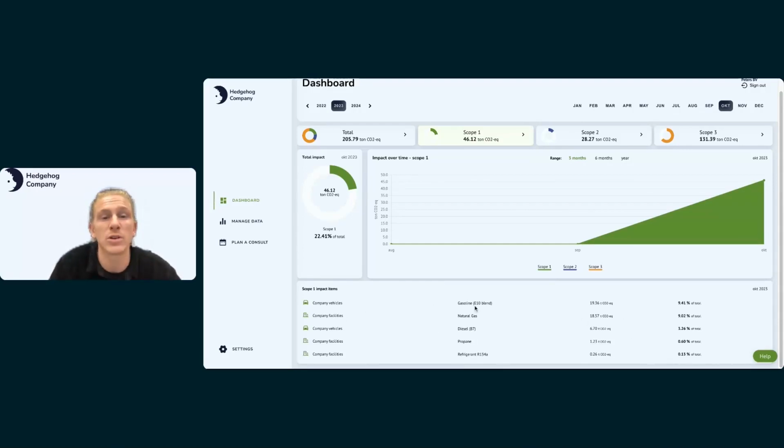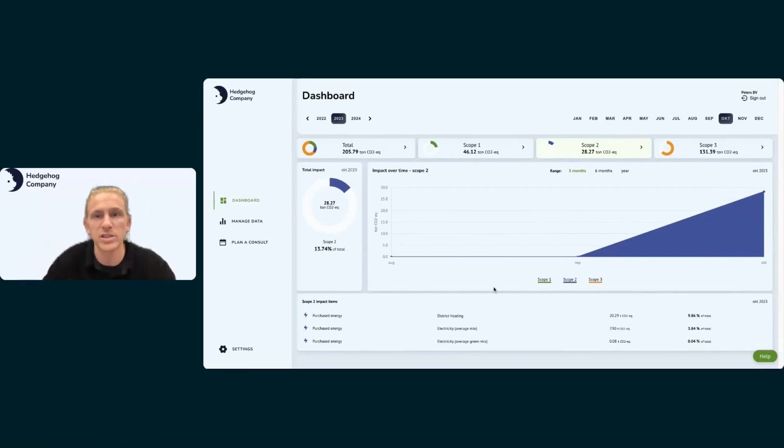So if we look here at our Peters Incorporated, we can see that company vehicles driving on gasoline have an emission of 19.36 tons of CO2 equivalent, with a contribution to the total carbon footprint of 9.4%. Same goes for natural gas. We're consuming natural gas on site. It has an emission of 18.57 and is contributing 9% to our total. Of course, all the environments are the same, to make everything extra clear.